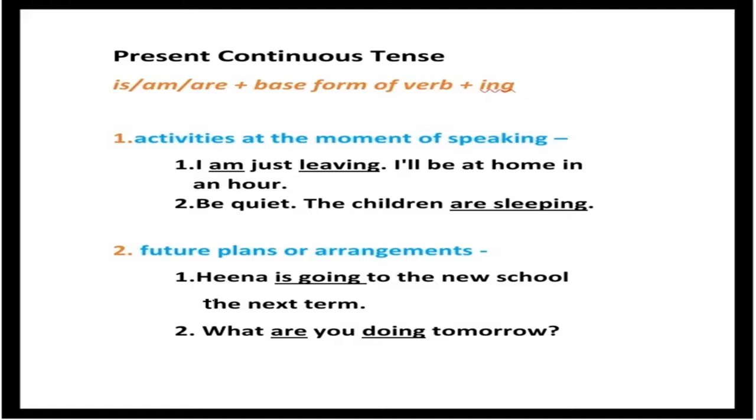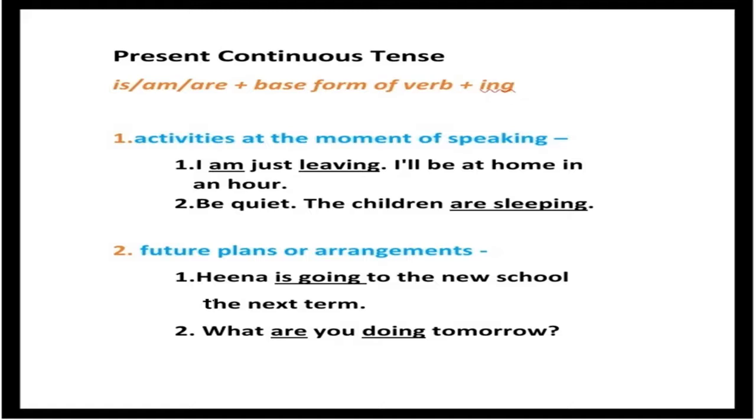Now in the second sentence you will see, be quiet. Why be quiet? Because the children are sleeping. And you can see the formation according to the formula: are plus sleep plus ing. Children is plural, so we have used here are. Are plus sleep plus ing, it is present continuous tense.